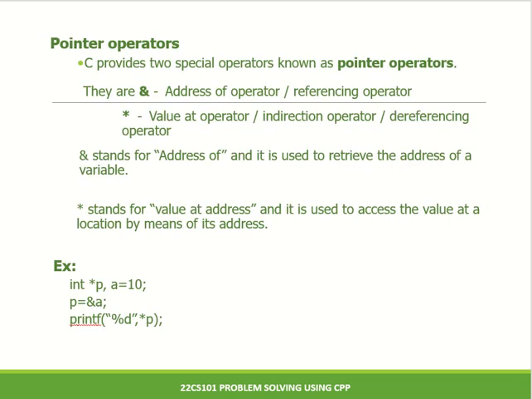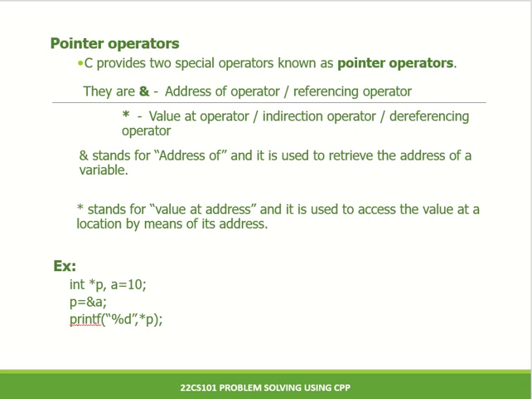The next thing is about pointer operators. Two pointer operators are there, one is ampersand and the other one is asterisk. Ampersand means address of operator or referencing operator, and asterisk means value at operator or indirection operator or dereferencing operator. Ampersand stands for address of, which is used to retrieve the address of a variable.